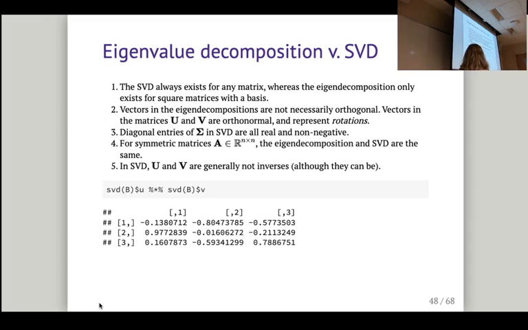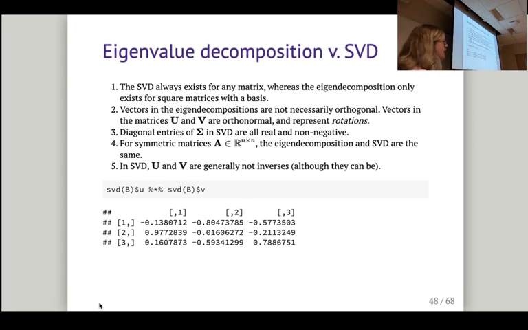So, some theorems or some results. First, the singular value decomposition exists for any matrix. The eigen decomposition only exists for square matrices. Second, vectors in the eigen decomposition are not necessarily orthogonal. Vectors in the singular value decomposition are orthonormal, so they're linearly independent, represent bases. These are essentially rotations of the matrix. Diagonal elements in the singular value decomposition are all real and non-negative. For symmetric matrices, the eigen decomposition and singular value decomposition are the same.